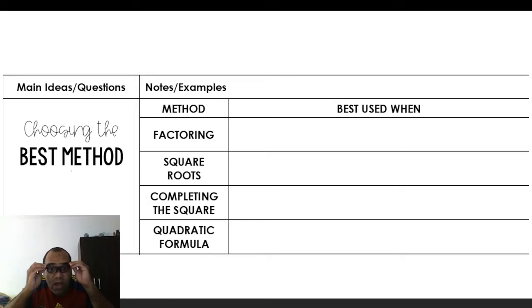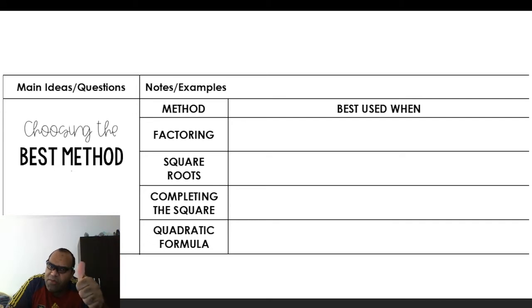Great, guys. Right now, let's go over our lesson. Today, we're going to talk about the best method. We'll learn the 5 ways to graph. Yes, we learned already how to graph. And right now, let's talk about which method we choose in each situation.